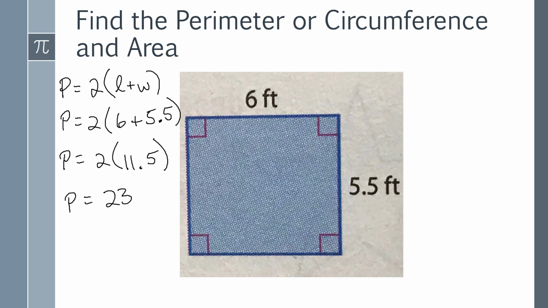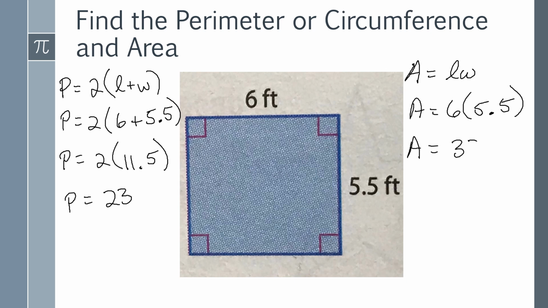Now, my area, again, is real simple: length times width. So my area is just going to be 6 times 5.5. Let's take the handy dandy calculator and plug it in. And I've got the area is 33 square feet, right? The perimeter is just feet.